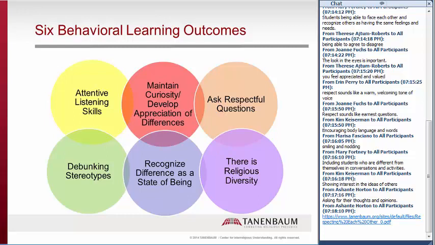Attentive listening skills, maintaining curiosity, and developing an appreciation of differences. One of the things that sometimes happens, particularly with religion as a topic, but in the overall learning process, is that young people lose a lot of the curiosity that they have about differences as they grow older. We want to make sure, to the degree that we can, that the curiosity that young children have is supported and developed throughout their educational experience.